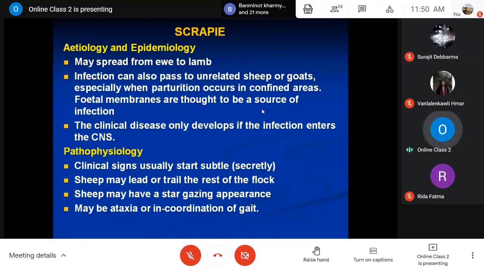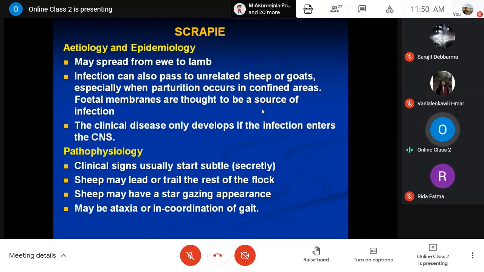So the affected animals used to show a very typical and very serious itching sensation, pruritus. Because of that, on the body surface, the wool, when they have this excessive itching sensation, they used to go to stationary objects like a wall or post, and scrub and rub their body surface to get relief from the itching sensation, pruritus.